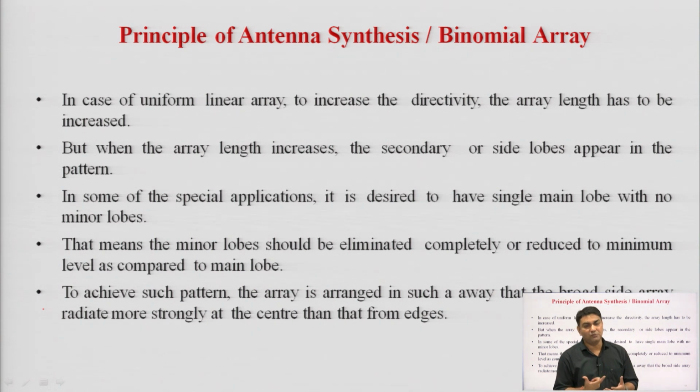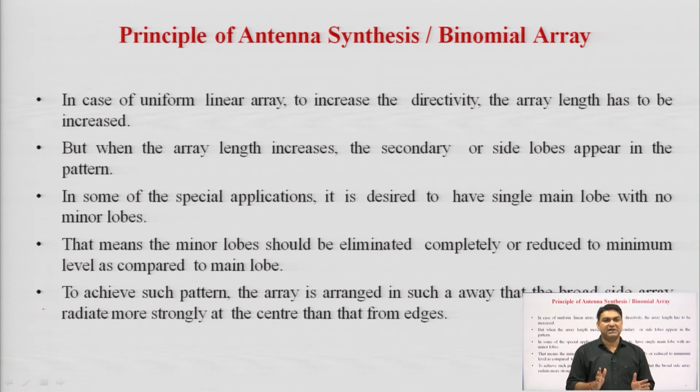Obviously, as its name suggests, binomial, we use the binomial expression to define the non-uniform amplitude distribution in the different elements of this kind of antenna array system. In a uniform linear array, to increase the directivity, the array length has to be increased. But when the array length increases, the secondary or side lobes appear in the pattern, which are definitely a loss of power, and we have to eliminate all such lobes.